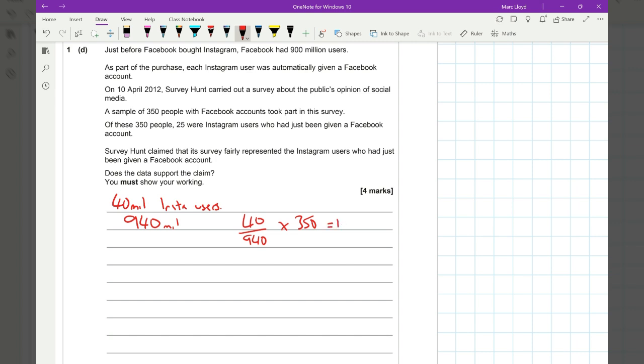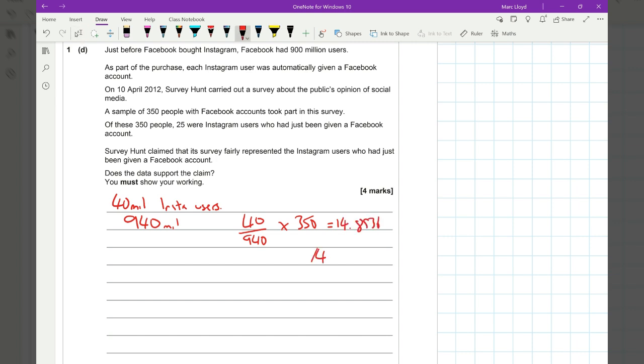No, that's the wrong numbers. I've got the wrong numbers in here. Hold on a minute. What did I put in? I put 49, should be 40. Can't read my own writing. 40 over 940 times by 350, decimal. There we are, that's better.